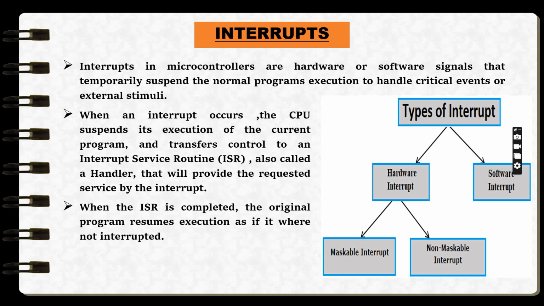There are two types of interrupt, hardware interrupt and software interrupt. Hardware interrupts are the signals generated by the external hardware peripherals or the internal components of the microcontroller. Further, these hardware interrupts are classified into two types, such as maskable interrupts and non-maskable interrupts. Software interrupts are known as traps or exceptions, interrupts triggered by software instructions rather than external hardware events.